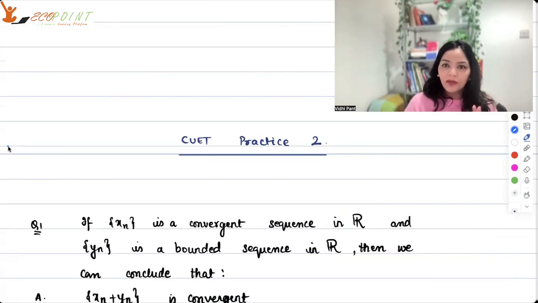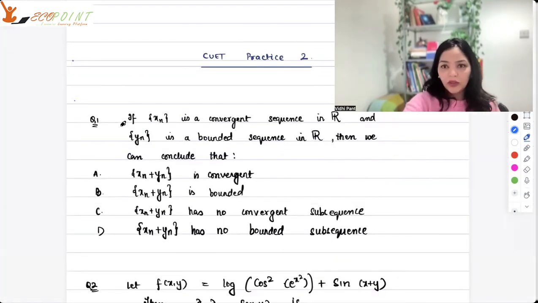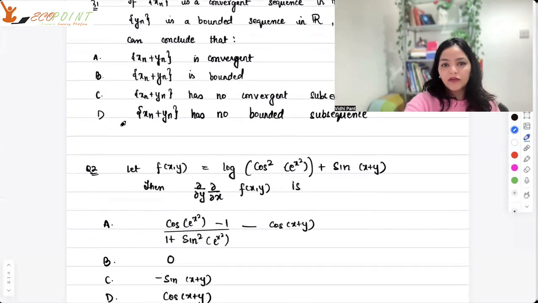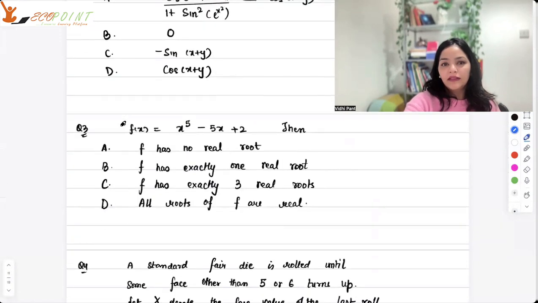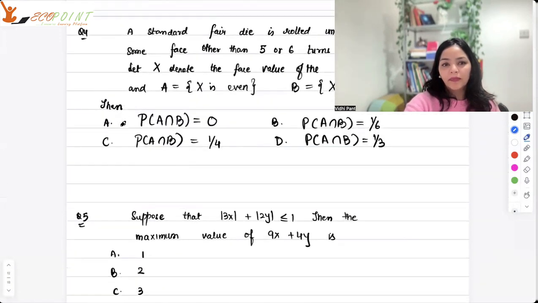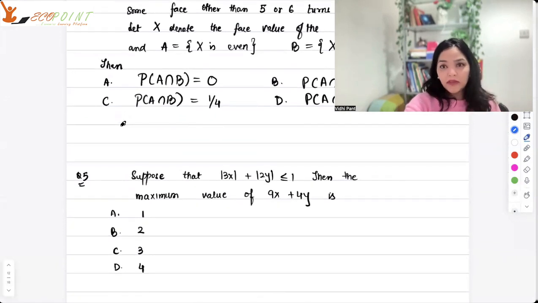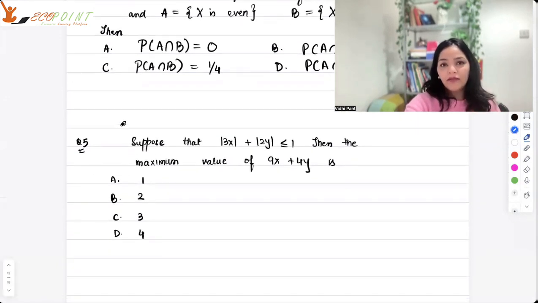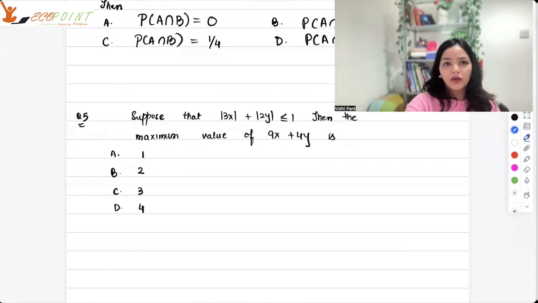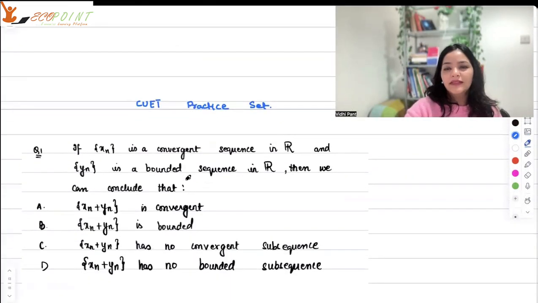Today, again, I have a practice set for you from the point of view of CUET PG entrance. Just have a quick peek into the questions and then let's start solving them together. So, in minimum stipulated time, these are 5 questions. Let's solve them. The first question from sequences.